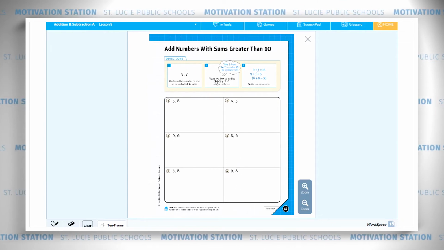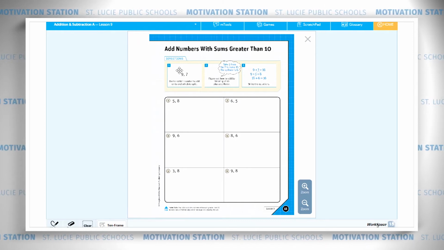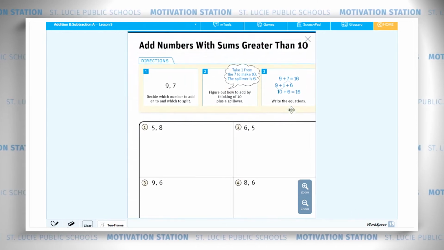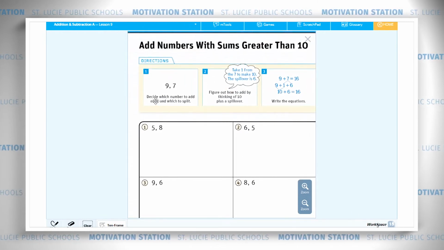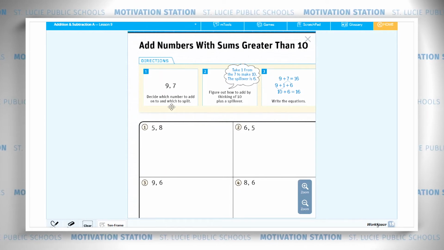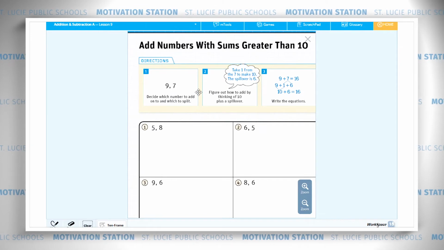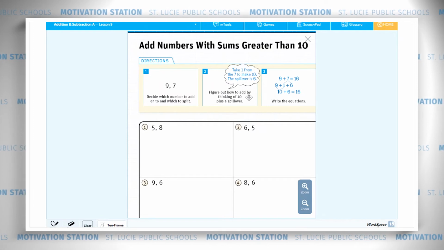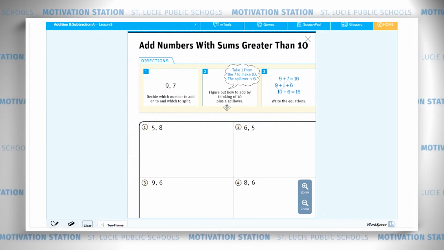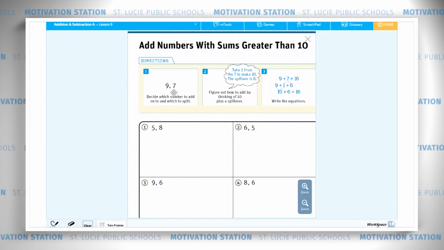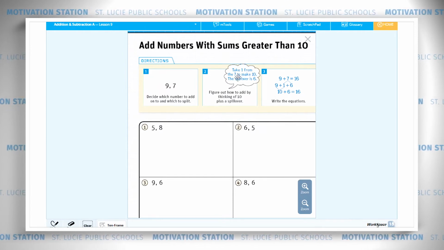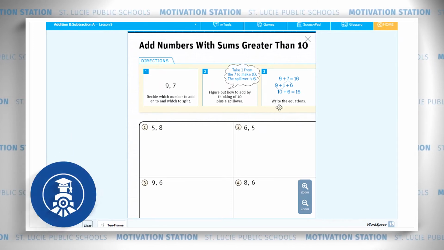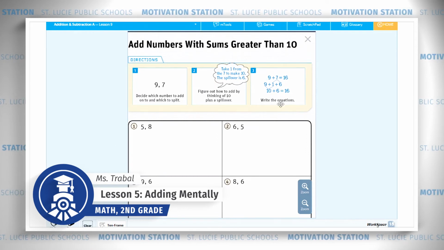There are always directions at the top of the page for your workspace pages. Here, our directions say, let's zoom in a little closer. Okay. Step 1, decide which number to add on to and which to split. We have 2 numbers, 9 and 7. Figure out how to add by thinking of 10 plus a spillover. When we have 9 and 7, if I take 1 from the 7 to make a 10, then our spillover is 6. Step 3, write the equation.